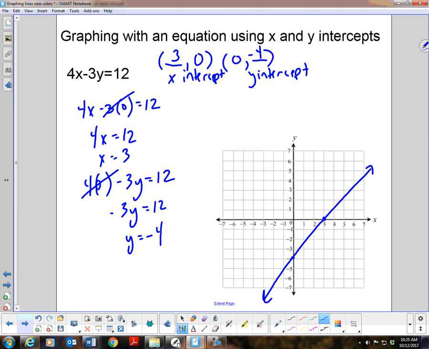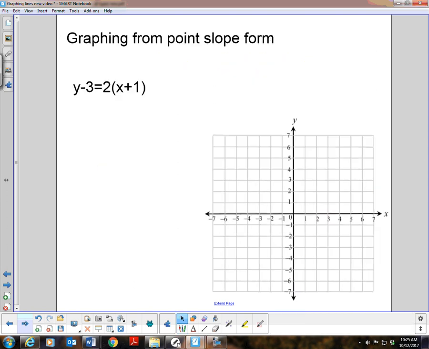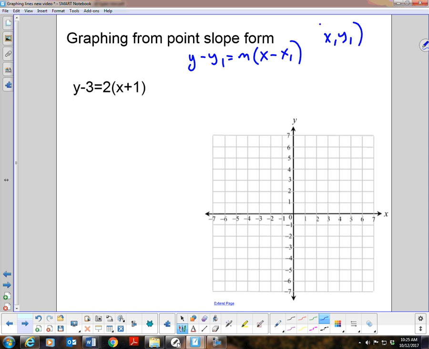All right. Let's go to our next one. So graphing from point slope form. So this is an equation in point slope form. So point slope is y minus y1 equals m times x minus x1, where the x1 and the y1 are points, and then you have your slope.